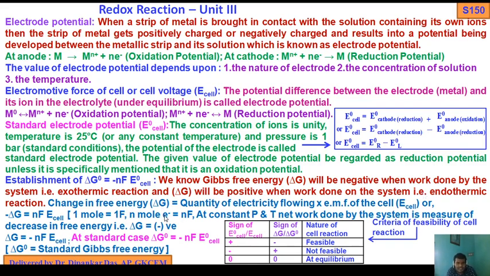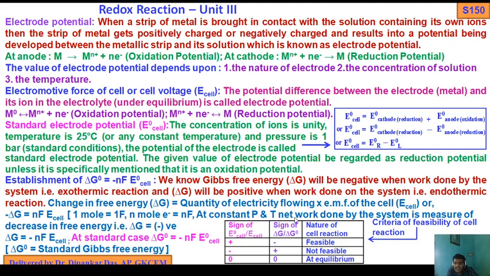So change in free energy del G equals the quantity of electricity flowing into the EMF of the cell, that is E cell. Or minus del G equals nF E cell. One mole of electrons equals 1F, 1 Faraday constant, so n moles of electrons equals nF.